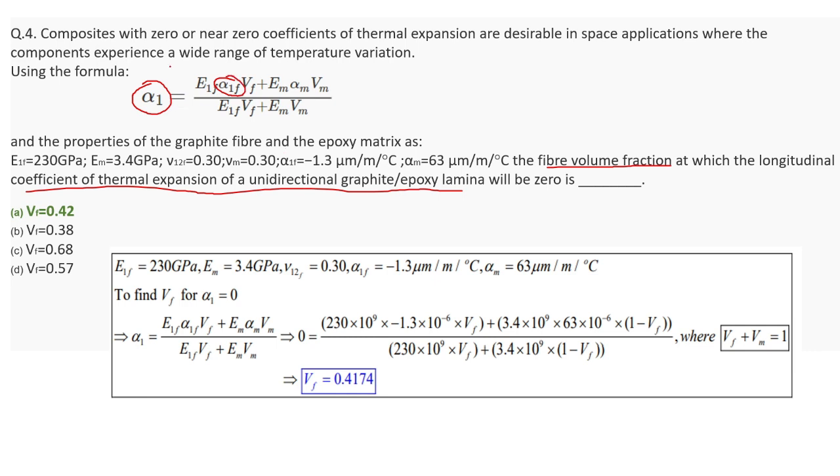Here they have asked that alpha 1 value has to be equal to 0, and we already know the value of E1, alpha 1F and everything, and we have to find the value of Vf or Vm, you can say. As Vf plus Vm is equal to 1, we can take the value of Vm equal to 1 minus Vf, and that will be the only unknown here, the volume fraction Vf. Putting all these values and equating it to 0, we can get the final value of the volume fraction, that is 0.42 for this question.